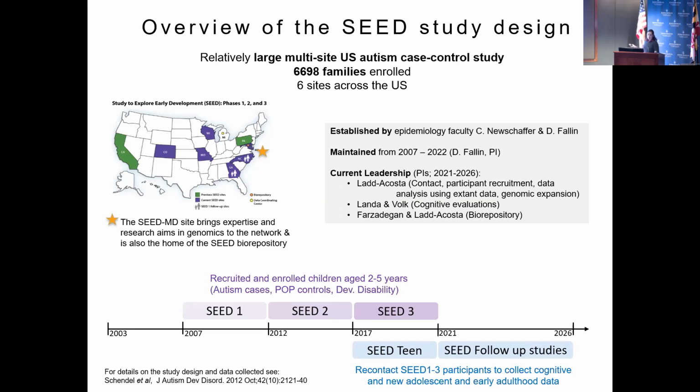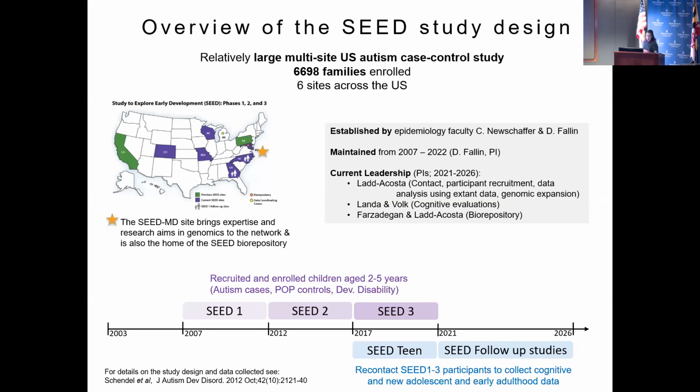To give you a sense of what the study design was, there were 3 phases of original recruitment and enrollment in SEED. Children that were between the ages of 2 and 5 were enrolled, and then they ended up in one of 3 buckets, about a third distributed each. They're either defined as an autism case, population control, or they have a developmental disability other than autism.